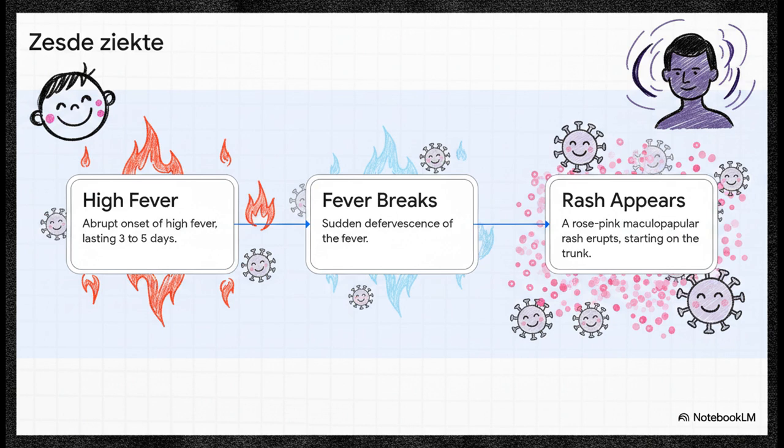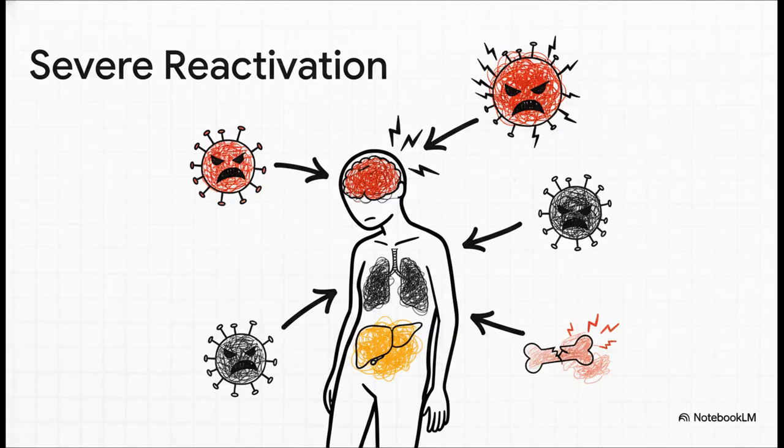A kid gets a really high fever for 3, maybe 5 days, and then, poof, the fever breaks. And right on cue, this non-itchy, pinkish rash shows up, mostly on the torso. It's harmless, it goes away on its own, and pretty much everyone gets it. But now, let's flip the coin. Take that same virus, lying dormant in a transplant patient whose immune system is suppressed, and the story changes completely. It becomes a nightmare. Reactivation can lead to absolute devastation.